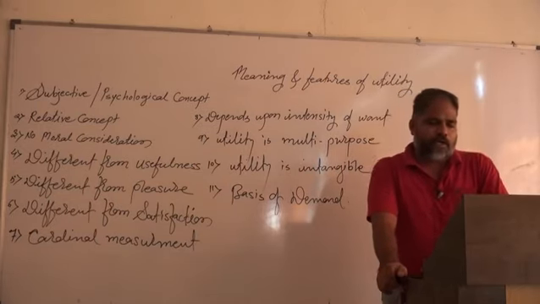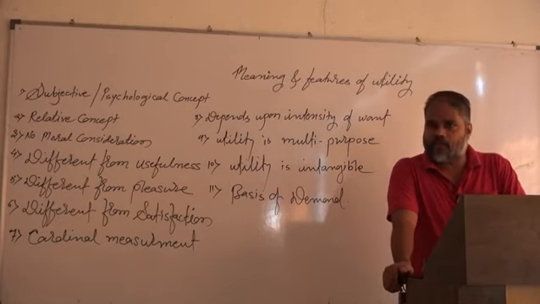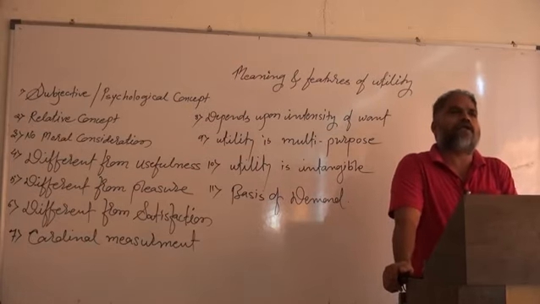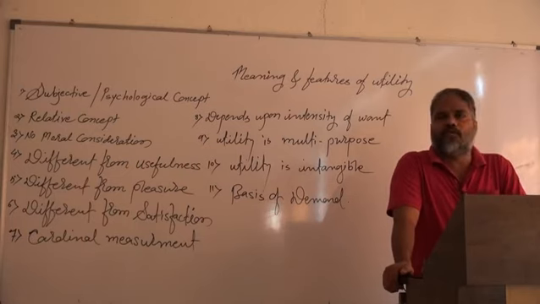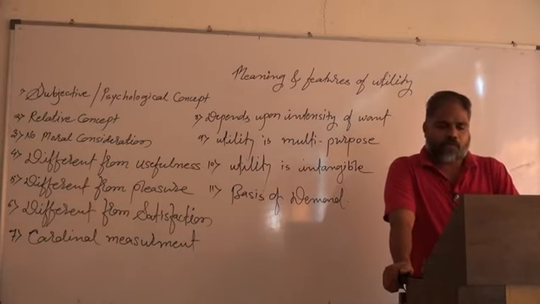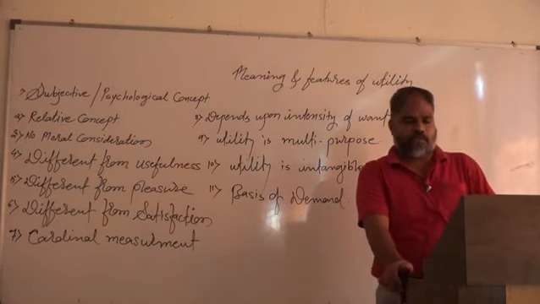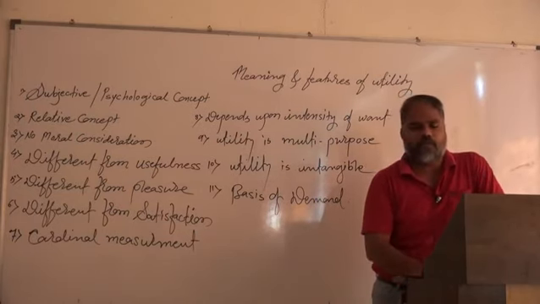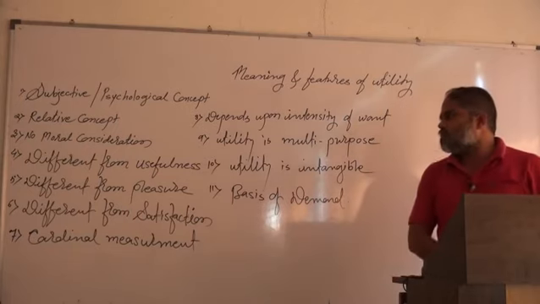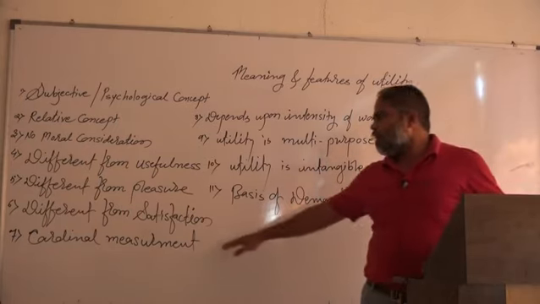So utility is just related to the commodity, and satisfaction is the actual experience received or realized by the consumer by consuming the product. So utility is the starting point of consumption, and satisfaction is the end result of consumption. Then the next point we have to discuss is cardinal measurement.